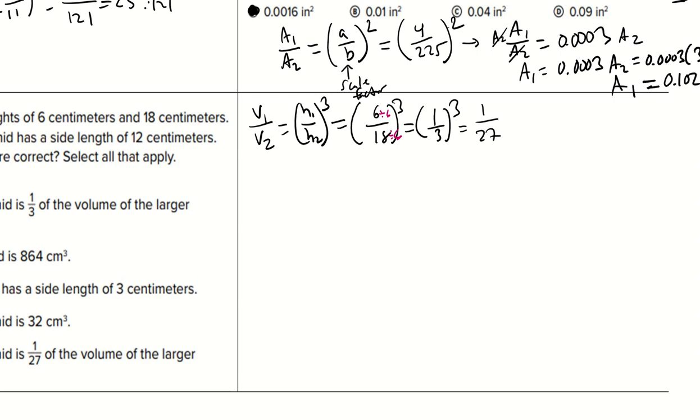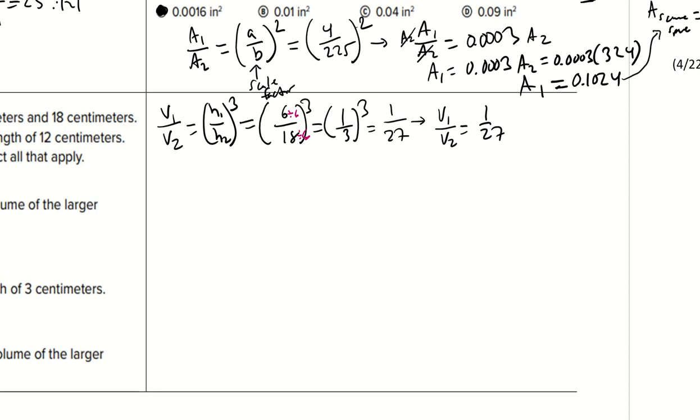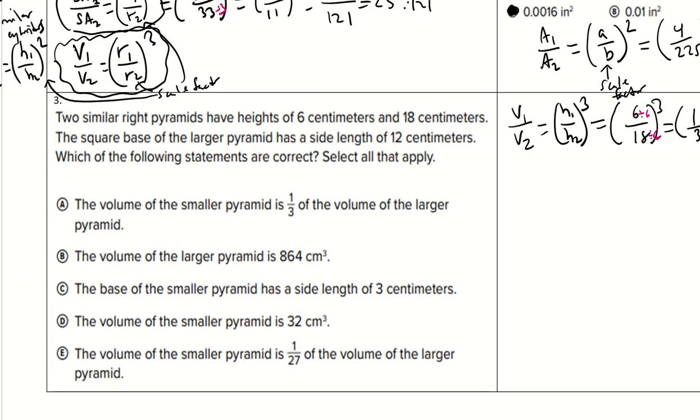So in this case, we get that V1 over V2 is equal to 1 over 27. And we're going to solve for V1. So we're going to multiply both sides by V2 so that these cancel. Then V1 equals 1/27th V2. So that means V1 is smaller than V2 by a factor of 1/27th. I could just take V2 divided by 27 and I get V1. So that answers this question: the volume of the smaller pyramid is 1/27th the volume of the larger pyramid. So that answers that one.